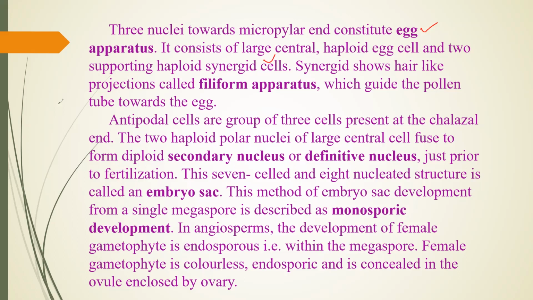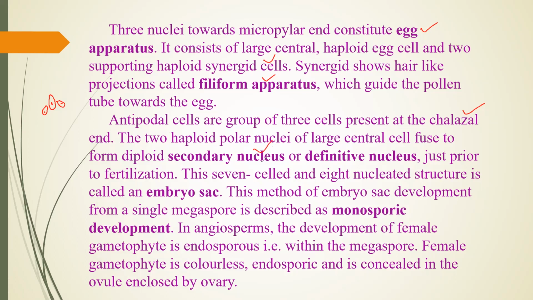Okay, मगाशी आपण पाहिलं की मायक्रोपायलर एंडला सेंट्रल सेल जी आहे ती larger आणि 2 ज्या सेल आहेत त्या supportive सेल आहे. So this is going to make the synergid. Synergids show hair-like projections called the filiform apparatus, which guide the pollen tube towards the egg. Then antipodal cells are a group of 3 cells present at the chalazal end. The 2 haploid polar nuclei of the large central cell fuse to form the diploid secondary nucleus.